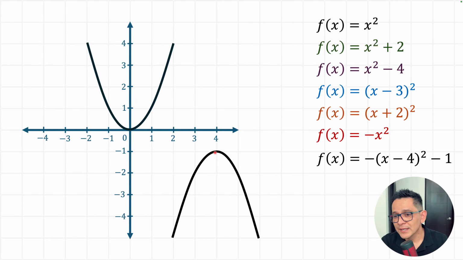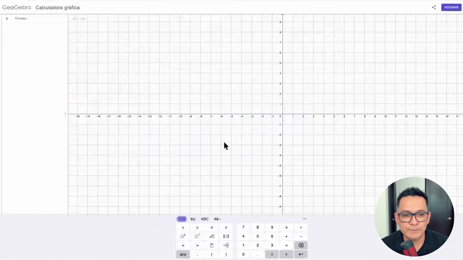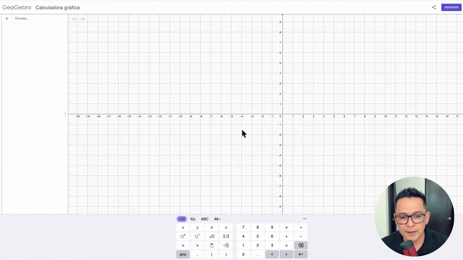Look. This function I have here, which is negative open parenthesis x minus 4 close parenthesis squared, minus 1, is the one that corresponds to that graph I have there. But I don't want it to be just me who gets it. It's important that you can see that what I'm telling you is correct. So we're going to go to GeoGebra. Look, I already have it open here. There's no graph yet, nothing, because I want to do it here together with you.